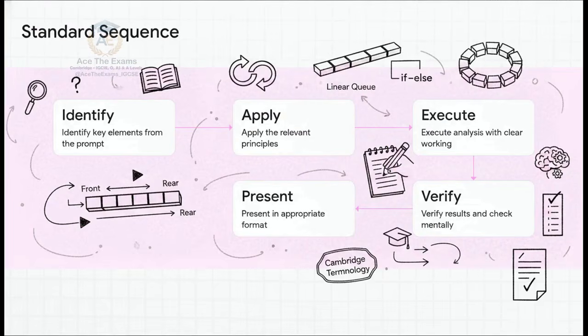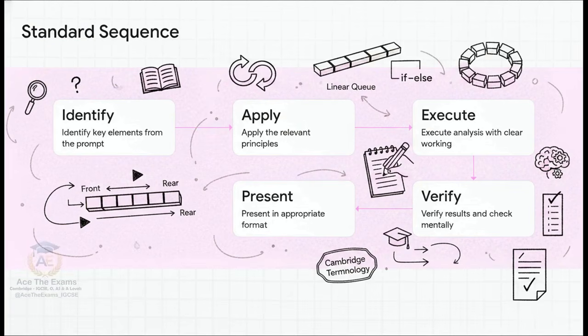This builds into a beautifully standardized sequence. Face a queue implementation question? Follow these 5 steps without fail. Step 1. Identify the key elements from the prompt. Step 2. Apply the relevant principles. Decide if you need a linear queue or circular queue so the array doesn't artificially run out of space.